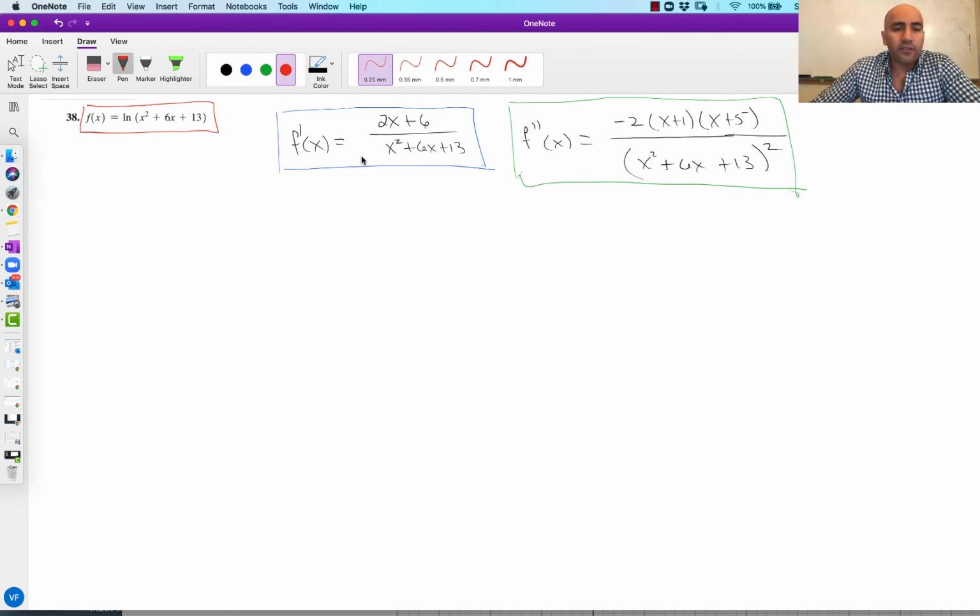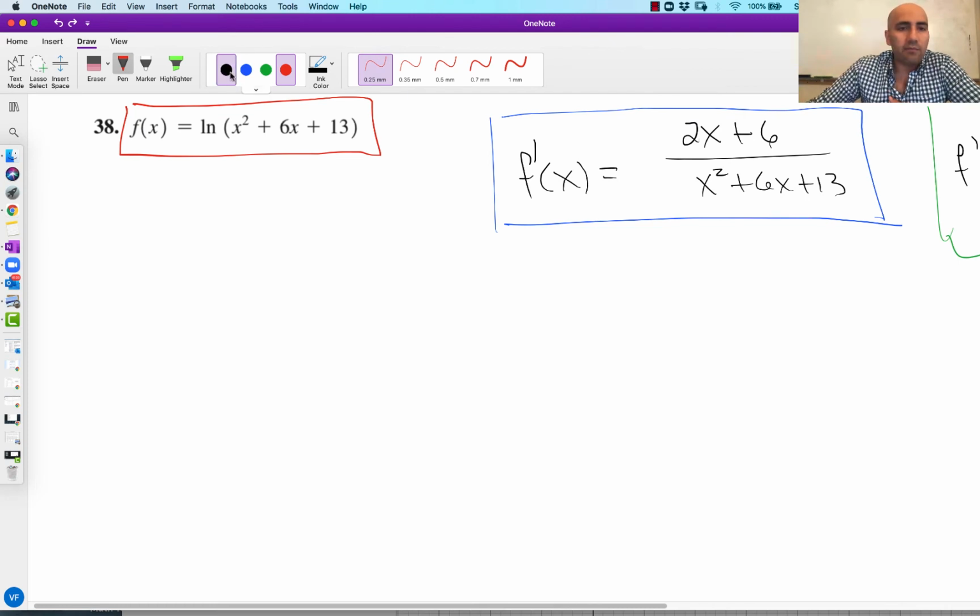Okay, let's think about the partition values for the first derivative. Let's figure out all the values of x for which the first derivative is either undefined or equal to 0. When it's undefined, it would mean that the denominator equals 0. So we need to figure out when this denominator is going to be equal to 0. Let's set x squared plus 6x plus 13 equal to 0 and see if it has a solution.